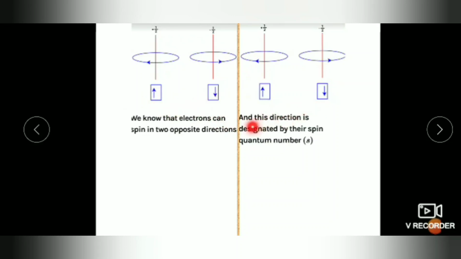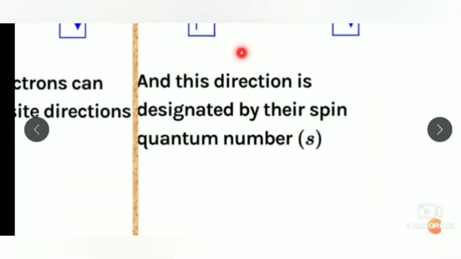How the electrons move in such a direction is designated by what we call the spin quantum number. How the spinning takes place: the electron moves either in a clockwise direction or in an anti-clockwise direction.